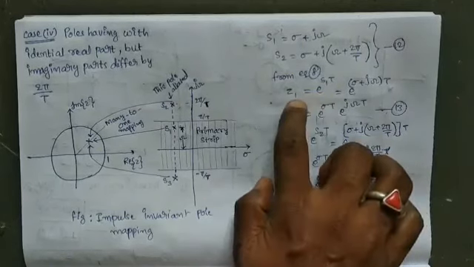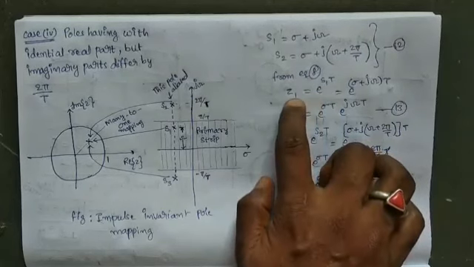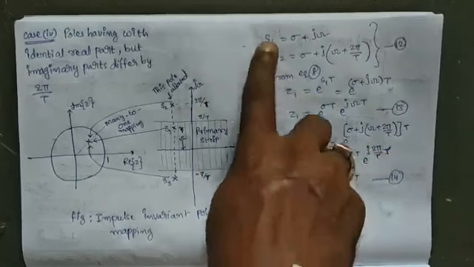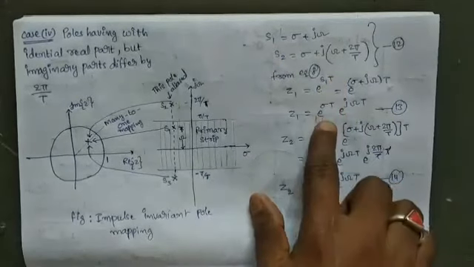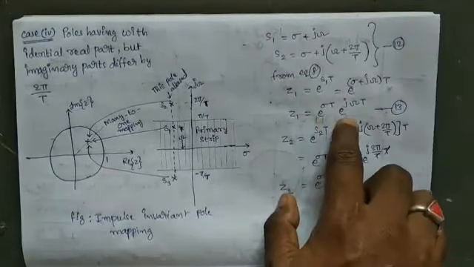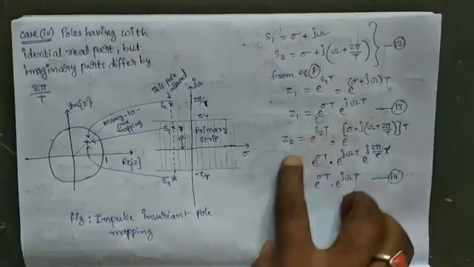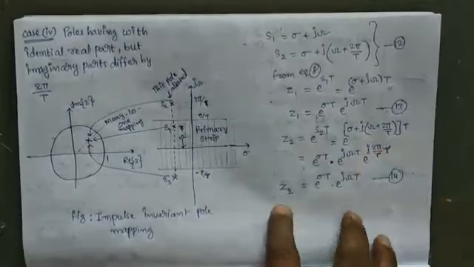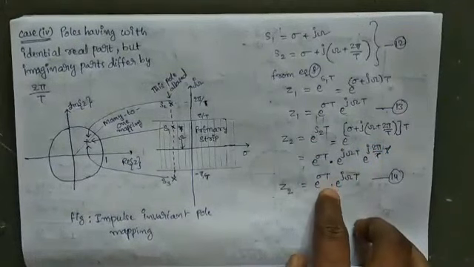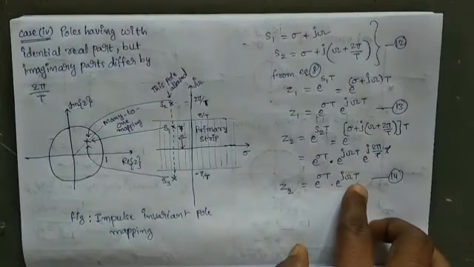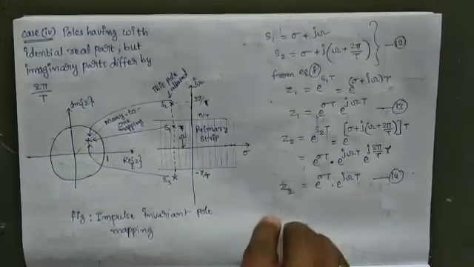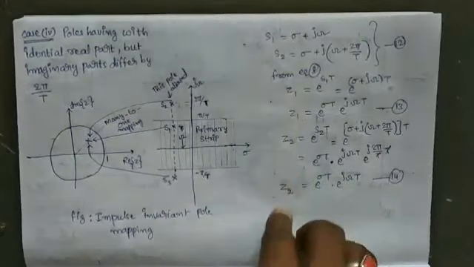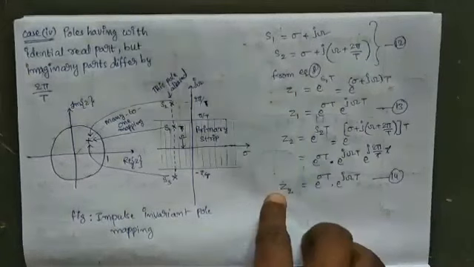e power ST. Now we determine Z1 in terms of the pole S1. Z1 is equal to e power S1 T, which is e power sigma T into e power j omega T. Similarly, Z2 is equal to e power sigma T into e power j omega T. Observe these poles: Z1 is equal to Z2.